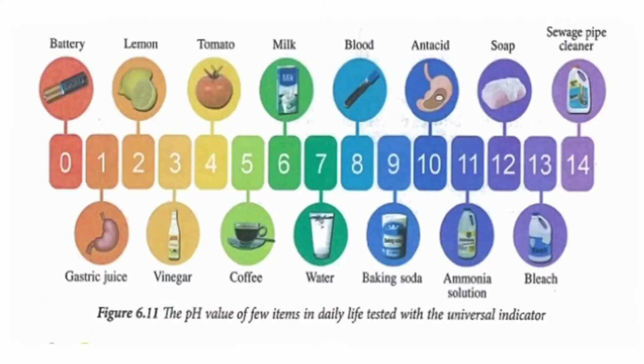Figure 6.11 shows the pH value of a few items in our daily life tested with the universal indicator. This one is battery, lemon, gastric juice, tomato, vinegar, coffee, milk, water, blood, baking soda, antacid. Antacid is medicine for gastric pain. Then ammonia solution, we have soap, bleach, and also sewage pipe cleaner.